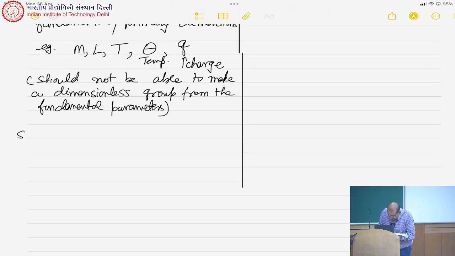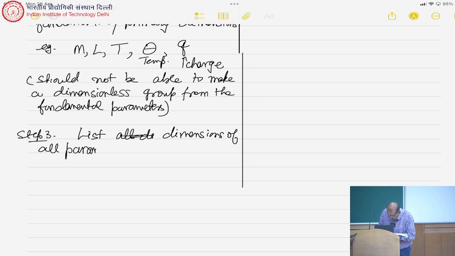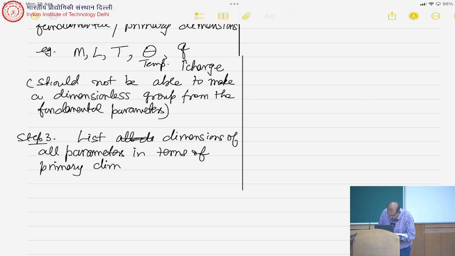Then step 3 is to list the dimensions of all parameters in terms of primary dimensions chosen in step 2.